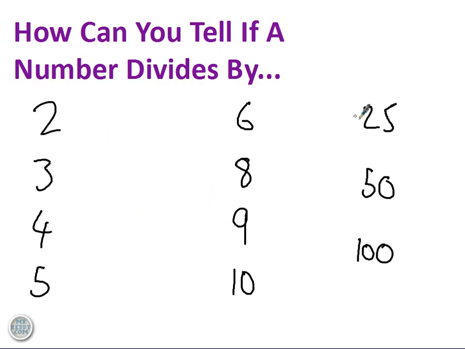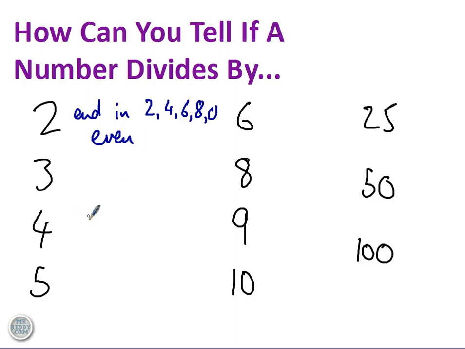You might like to get a notebook ready so that you can make a note of the things I'm about to tell you. 2, it's very obvious. All the numbers in the 2 times table end in 2, 4, 6, 8 or 0. They are even numbers.